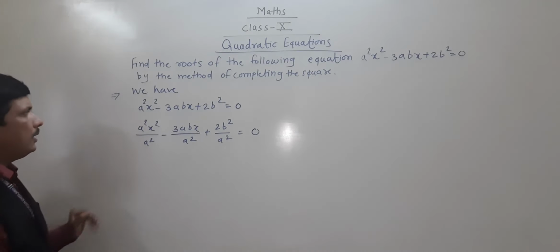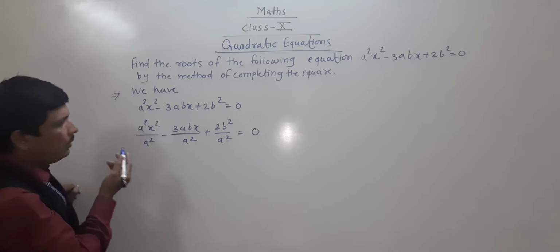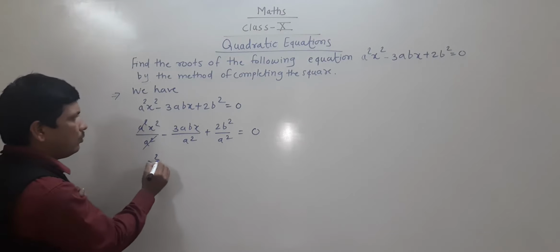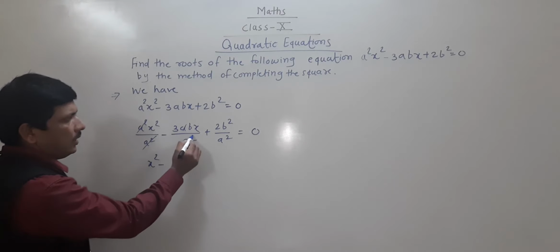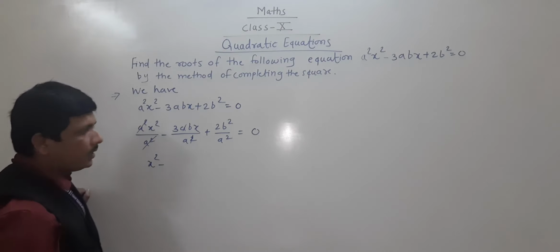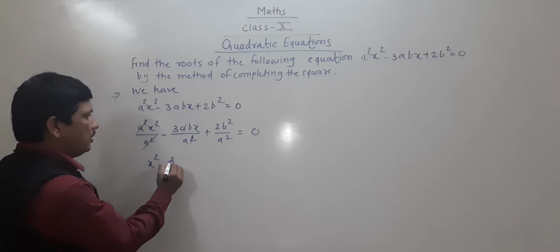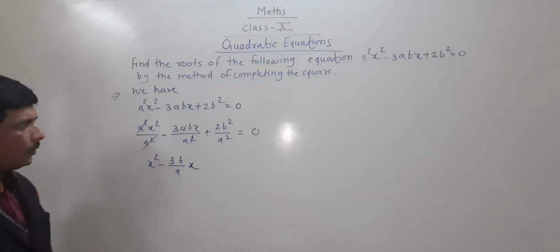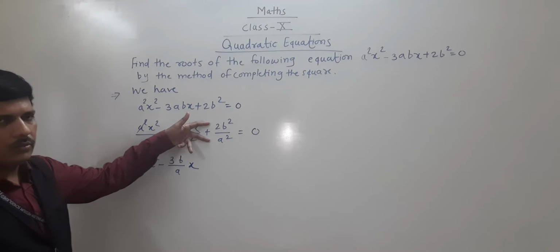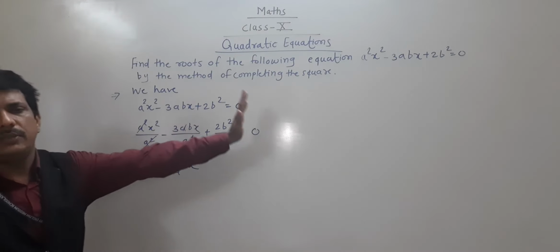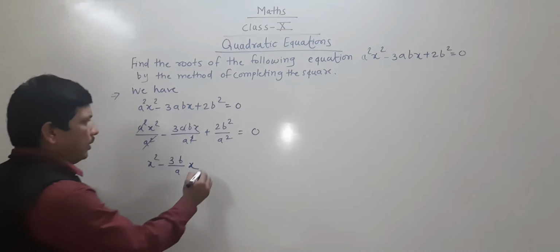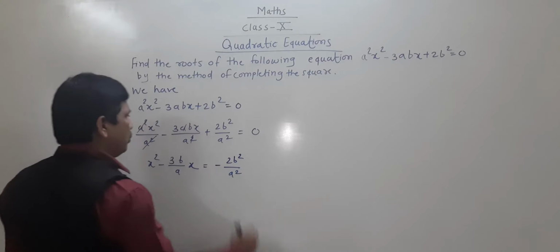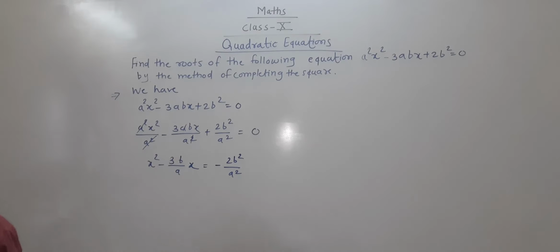The next step you can write directly, because a square divided by a square, these two terms will be cancelled. So what is remaining? x square minus, here this a, and from this one a will be cancelled. So what is remaining? 3b upon a into x. Okay, and this term is going to remain as it is, so that will be shifted to the RHS. So it is equal to minus 2b square upon a square.